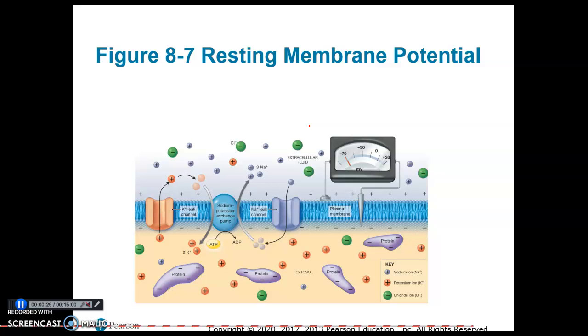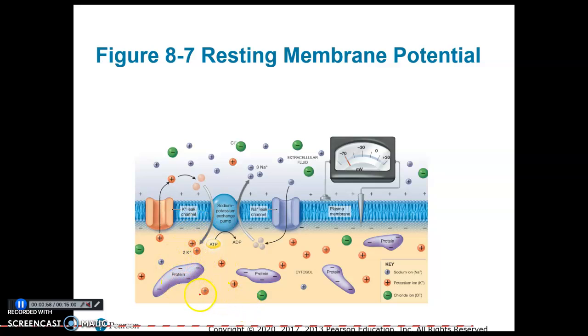potential. So we'll start with the leak channels. Let's talk about leak channels first. A leak channel allows for certain ions to diffuse across the plasma membrane. So they will diffuse down their concentration gradient, from high to low concentration. So let's look at the potassium leak channel.